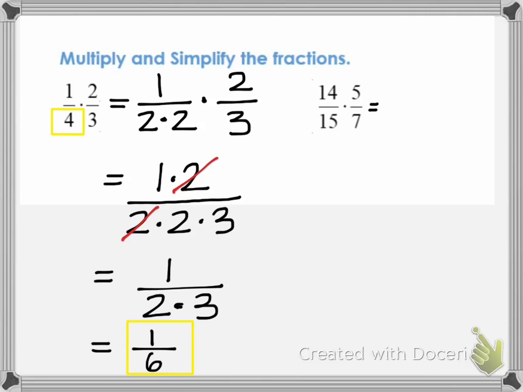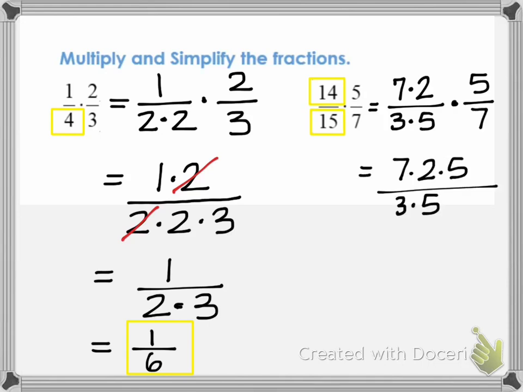I have 14/15 times 5 over 7. So I'm going to factor the numerator 14 into 7 times 2, and then I'm going to factor the denominator 15 into 3 times 5. And then that's going to get multiplied by the fraction 5/7. So now I'm going to write both my numerator and my denominator as products. In my numerator, I have 7 times 2 times 5, and my denominator is 3 times 5 times 7.